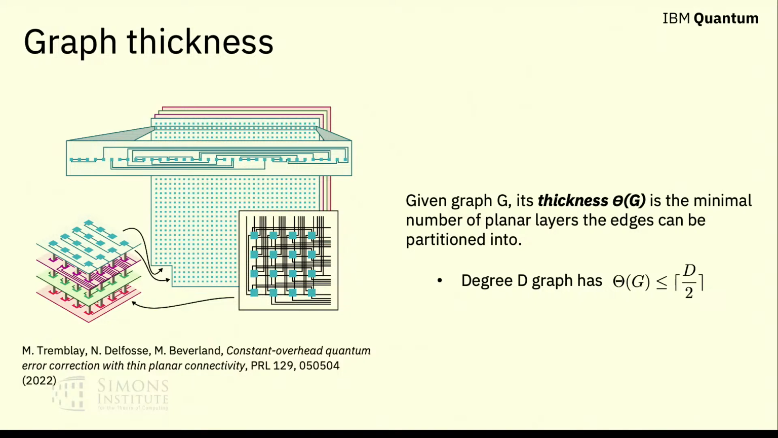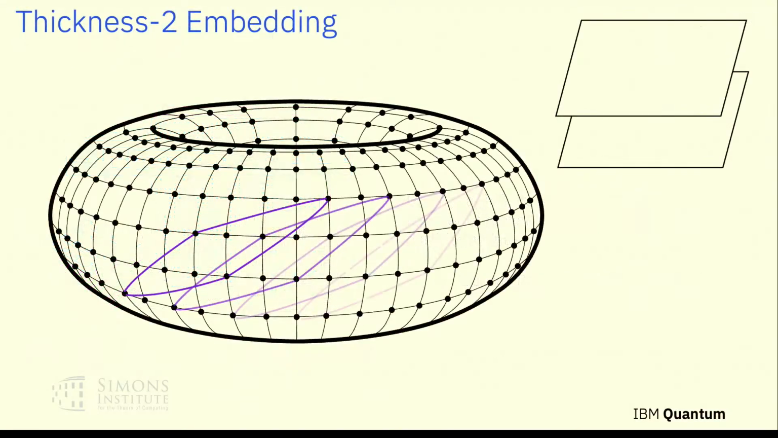It can be shown that a degree D graph has thickness at most ceiling of D over 2. So for instance, for our Tanner graphs, which are degree 6, the thickness is upper bounded by 3. But can we do better? I hope to convince you with some Patrick-drawn animations again that a thickness 2 embedding is possible.